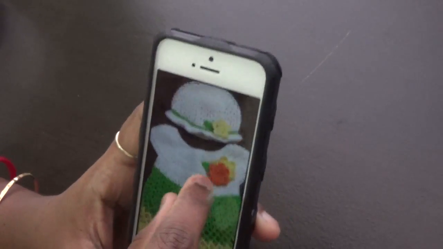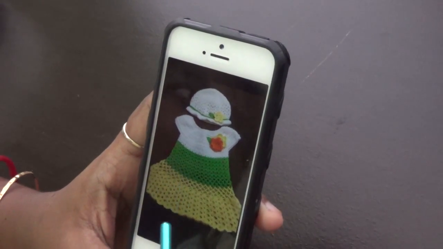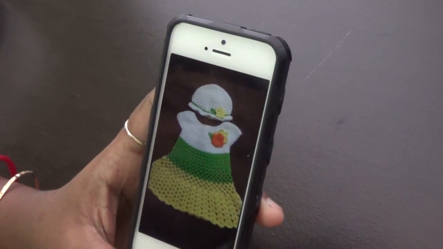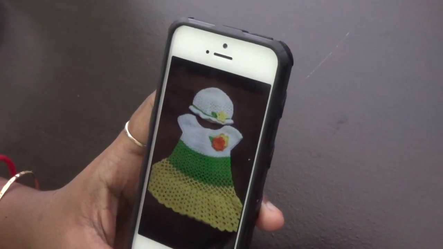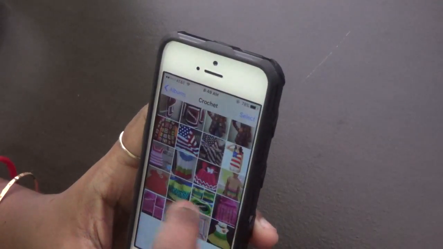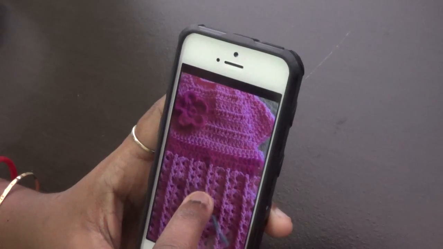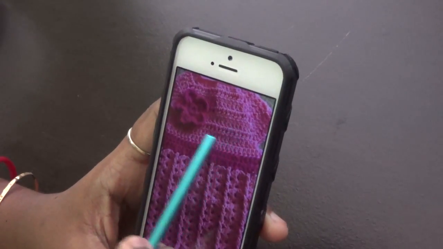See here, this is my own pattern. I just followed the standard bodice, and the skirt is up to my own imagination. You can do whatever pattern you want. I have followed the same pattern for this dress also. If you see, this is a cornered pattern.